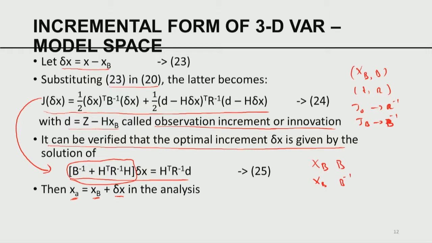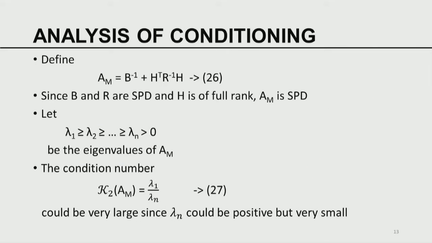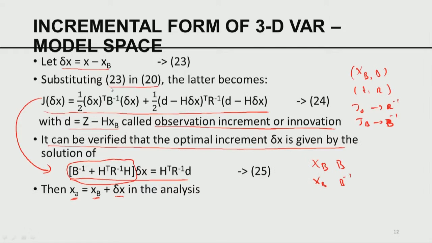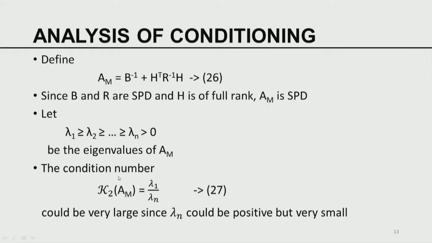So the question here is, is there a way to reformulate? I like the formulation, but I don't like the computational demands of it. Is there a way to reformulate it to an equivalent formulation that does not depend on some of the inverses? So that's the question that drives some of these. So look at this now. I'm going to call B inverse plus H transpose R inverse H as AM.